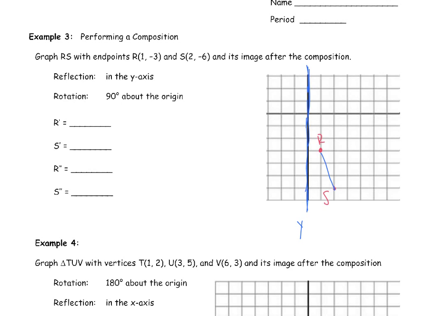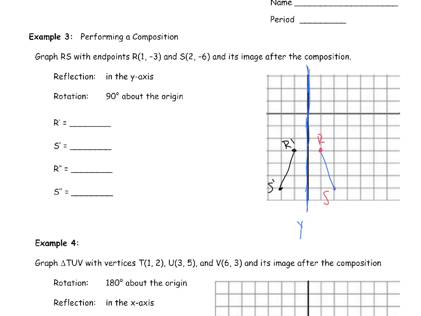Alright, so for this next example, we're actually going to perform a composition, which means we're doing more than one move. So I've already graphed RS, its 2 endpoints, okay? And we're going to reflect it across the y-axis, and then rotate it 90 degrees about the origin counterclockwise. So first, the reflection over the y-axis. Notice I've already drawn the y-axis here in blue so you can see it clearer. If I reflect it over the y-axis, R prime moves there, and S prime moves here. So there's our new line reflected over the y-axis.